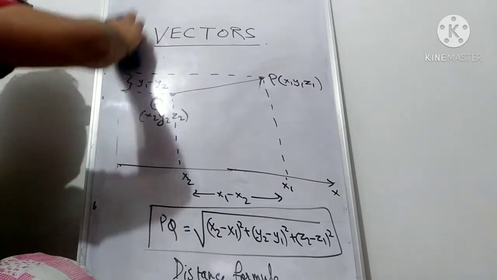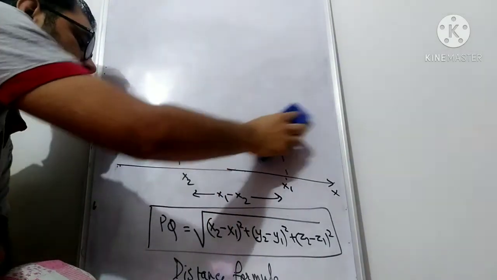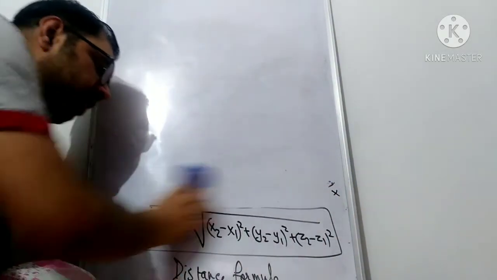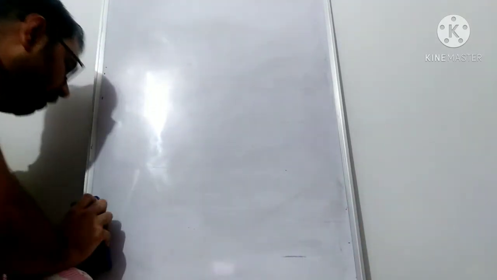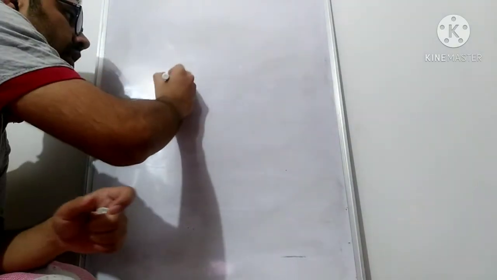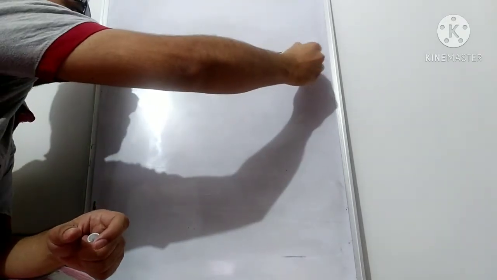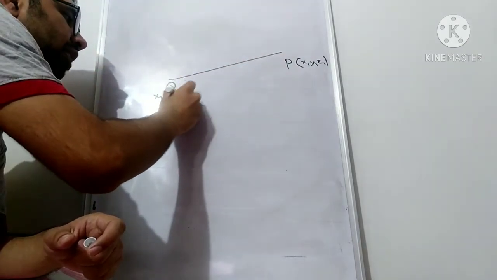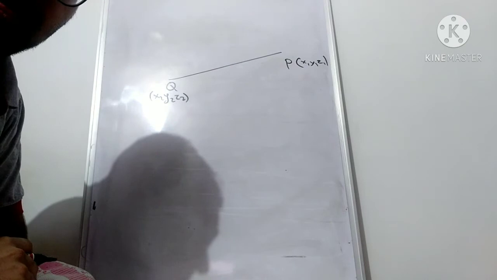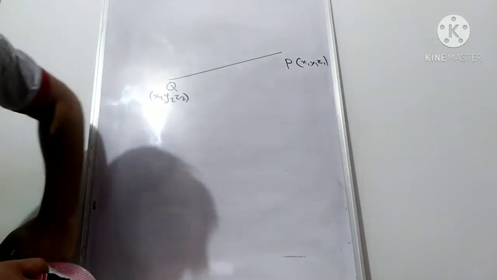Now the next topic is the section formula. Suppose we are interested in finding the coordinates of a point which is dividing 2 points in a given ratio. Suppose we have these 2 points, this is P, this is Q. The coordinates of P are x1 comma y1 comma z1, and the coordinates of Q are x2 comma y2 comma z2.